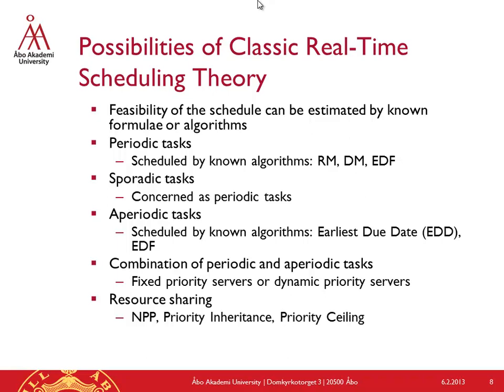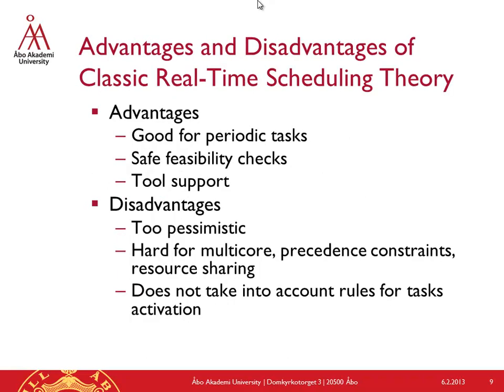So in a real environment, this is a problem. Let me come to a conclusion about the advantages and disadvantages of classic real-time scheduling theory. Well, the advantage is it is good for periodic tasks, right? Absolutely right. We can have safe, pessimistic but safe feasibility checks. And these feasibility checks are not complicated. You can basically insert your parameters into specific formulas or execute specific algorithms, and this will say yes or no, and that's it. It's not very complicated. And also there is tool support, and you are probably using one of these tools during your assignments, right? So there is tool support for this classic scheduling theory. It's not a big problem.